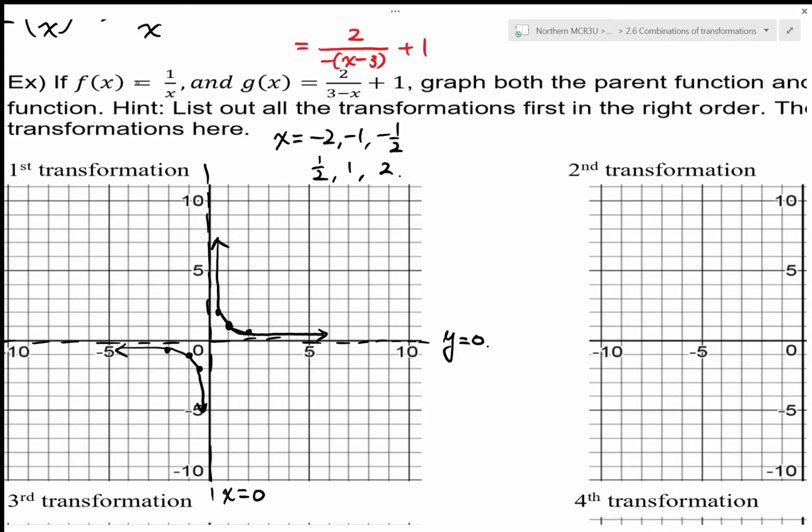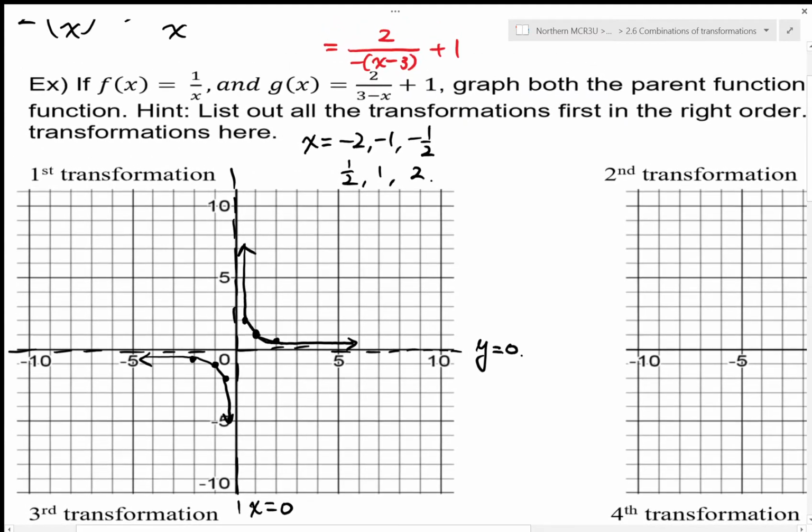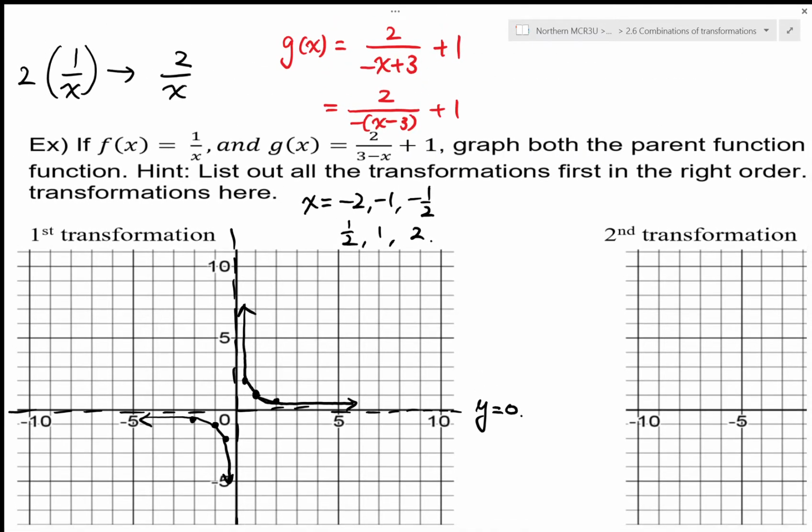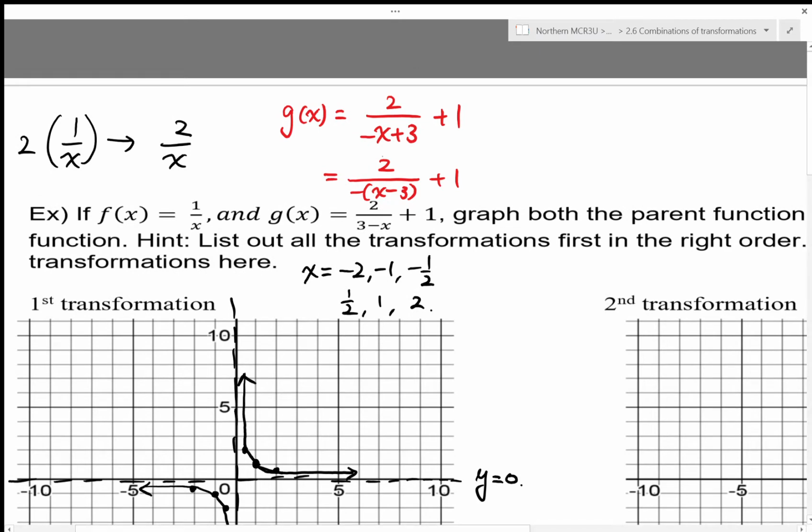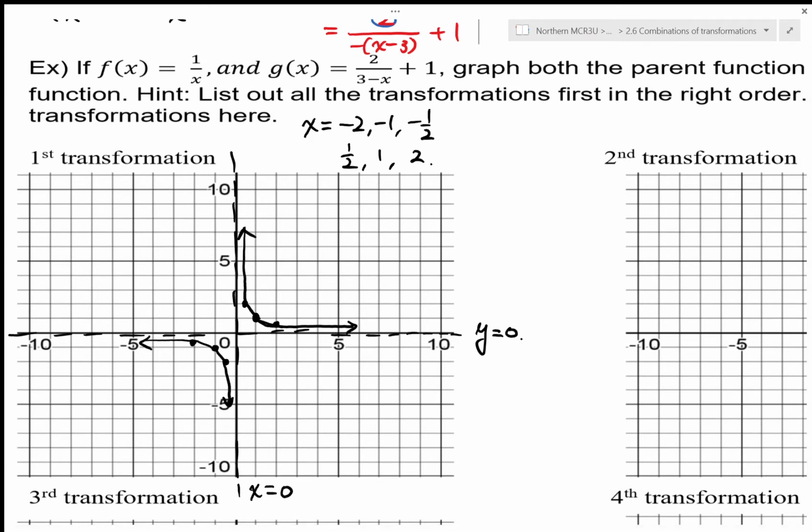I'm going to go a little faster since it's been a little too much time. So all the y values will be affected first. Remember that? This is actually the first one that we have to deal with. So all the y values are multiplied by 2. So the -2 now is at -4. -1 is at -2. And then -1/2 is at -1.